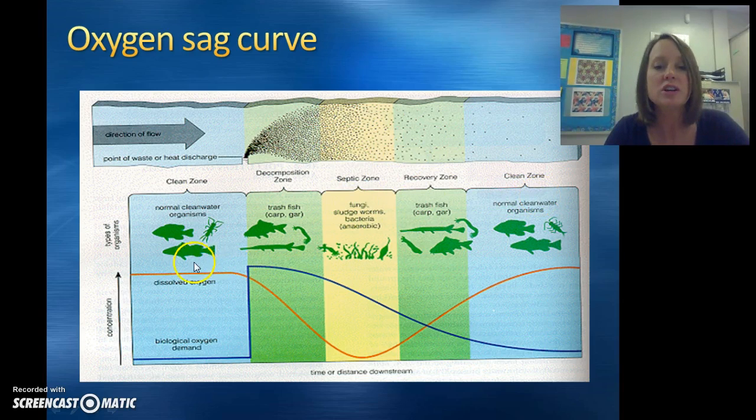Now if you look closer in this diagram at the types of organisms, those that can live in lower levels of dissolved oxygen are what we call trash fish, like carp and catfish, whereas our normal clean water organisms require a lot higher levels of dissolved oxygen. So we can really determine what water quality is not only by levels of dissolved oxygen, but what types of organisms we see there.